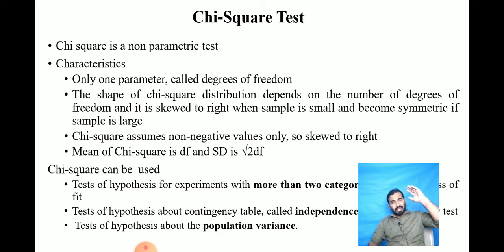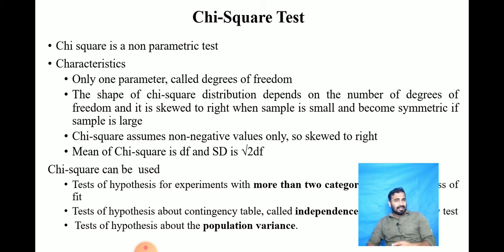So chi-square is a non-parametric or distribution free test. It won't assume anything about the population or the population parameter. It deals with categorical, or qualitative, data. It has only one parameter, degrees of freedom, and the shape of the distribution depends on it. If the sample is small, it will be a right tail test, and if the sample is very large, it will be symmetric.